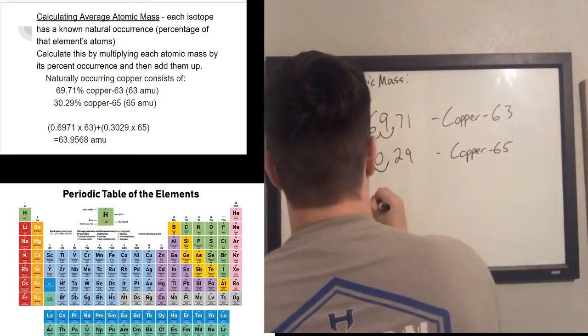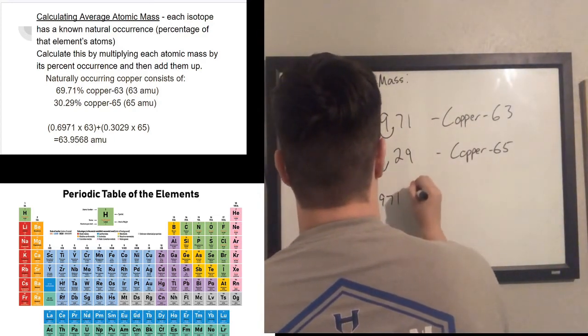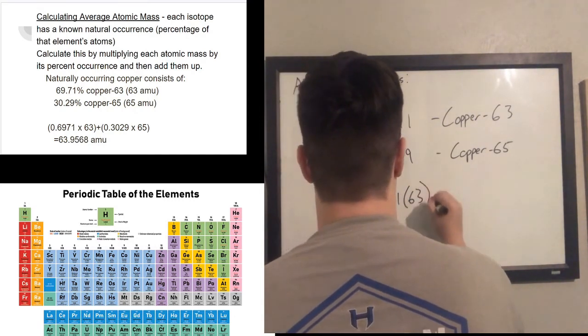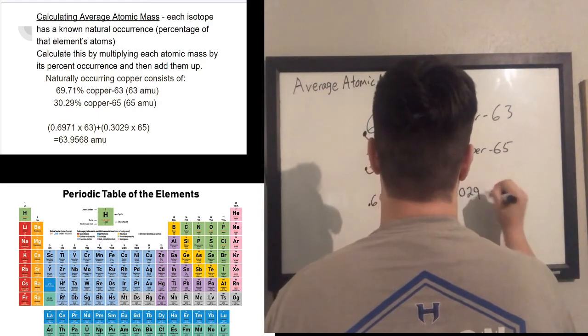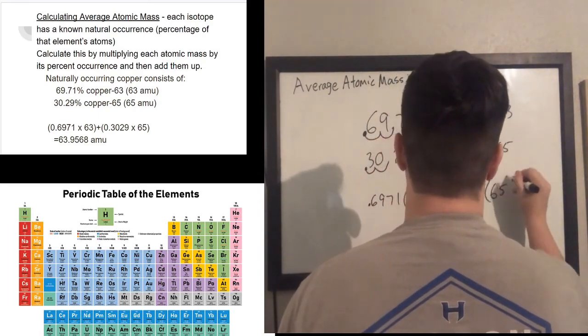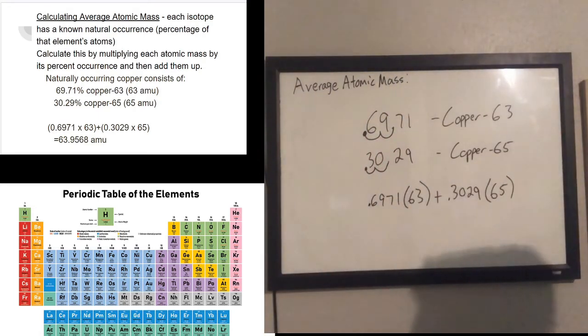So I've got 0.6971 times the mass of 63 plus 0.3029 times the mass of 65 that it is associated with, like so. All right? And this is the only section of this unit that you're going to need your calculator out for, so you want to make sure that you have that at the ready.